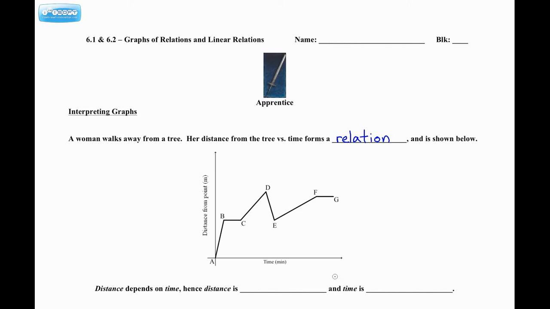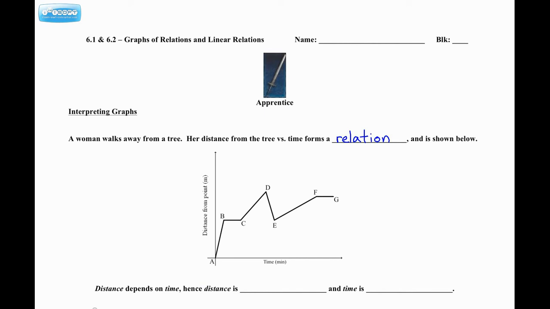The horizontal axis represents time in minutes. The vertical axis represents her distance from her starting point, and that's given in meters. Then we have a bunch of points on the graph labeled A through G.